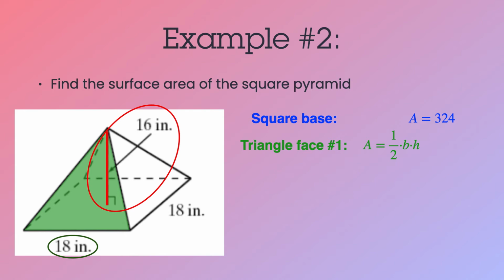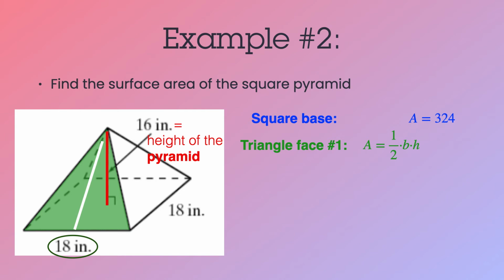It doesn't follow that triangular face down the outside of the pyramid. It comes down the middle. This is the height of the actual pyramid, not the height of the triangle that we need. The height of the triangle would have been drawn like this, from the 18-inch base up to the apex. So we're going to have to actually solve for that.